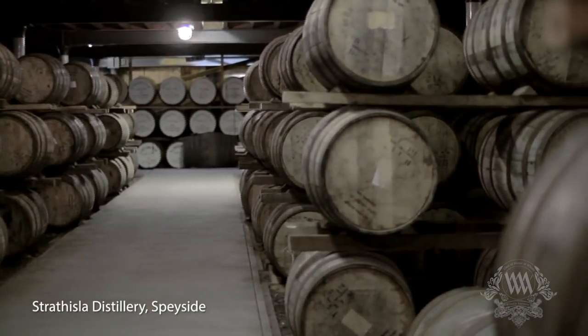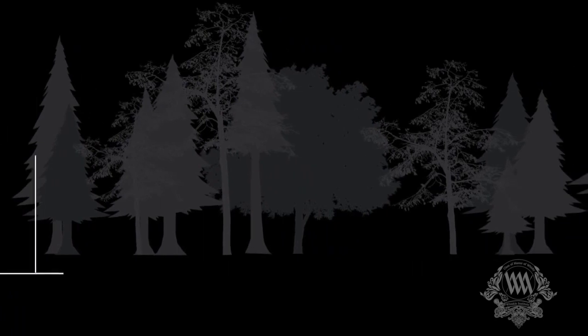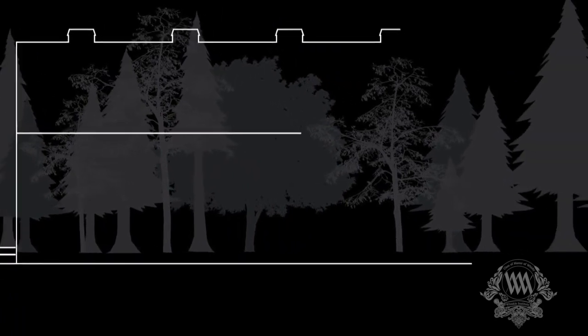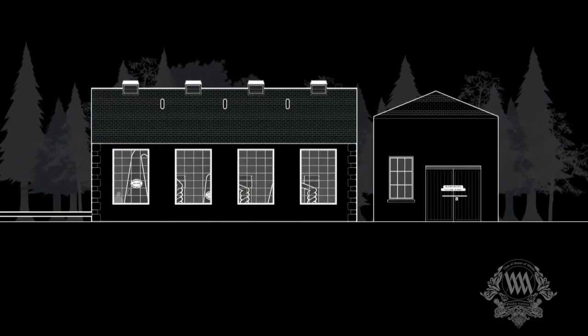Fermentation. Once the sugars are extracted from the grain, the mash is moved to the fermentation tanks. Yeast is added to the mash and the sugars are converted into alcohol. This process can take several days or weeks, depending on the type of whisky being produced.